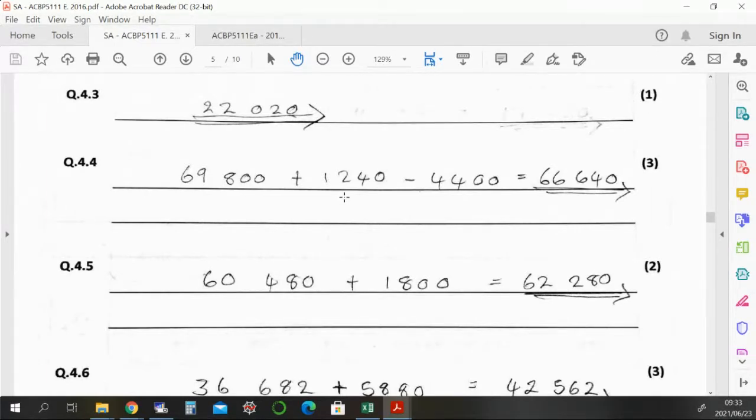Can you see now again your debit-credit knowledge is being applied? Because you need to know, is the debit going to increase this account or decrease this account? If it's going to increase, we plus. If it's going to decrease, we minus. And then here we know a credit is going to reduce, so we minus that 4,400. Then we get to the new balance of 66,640. Okay, cool. We've done 4.4.